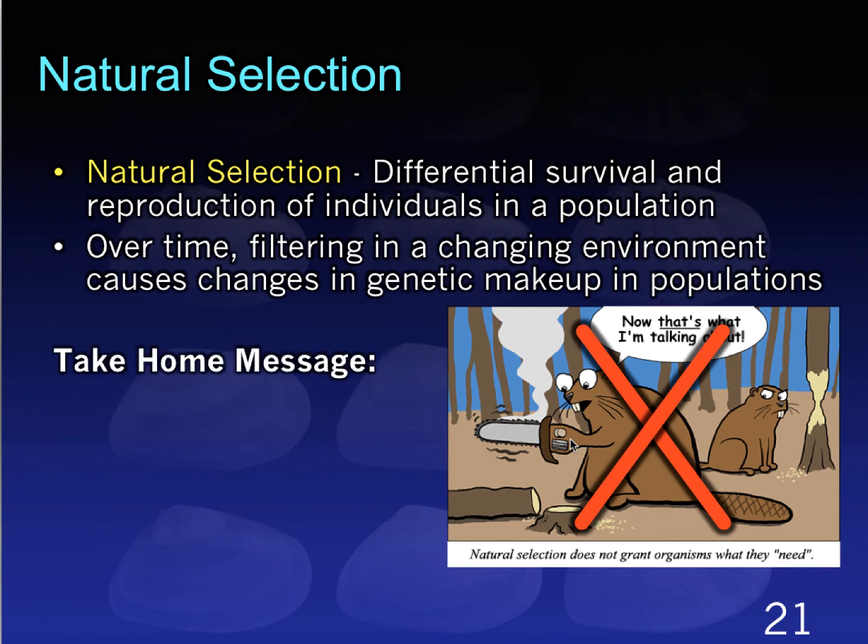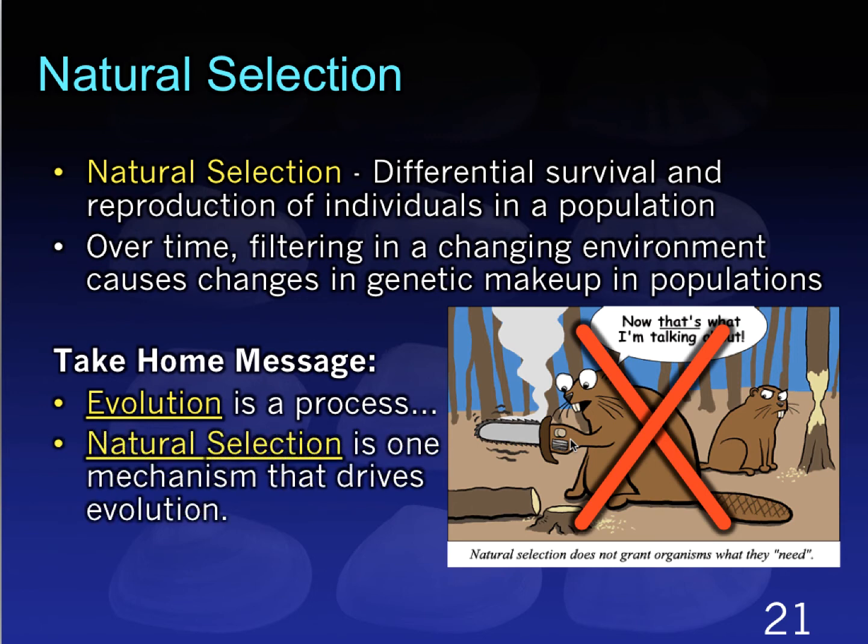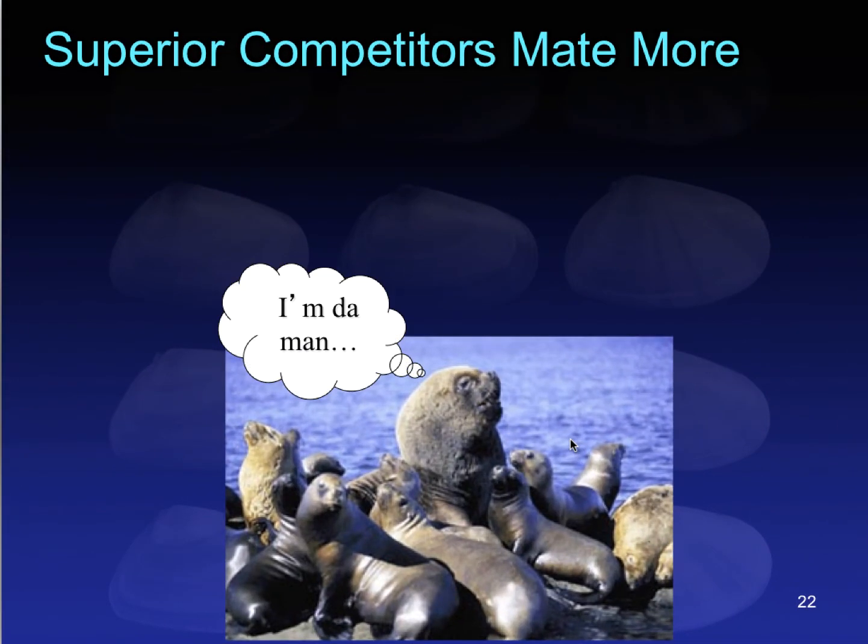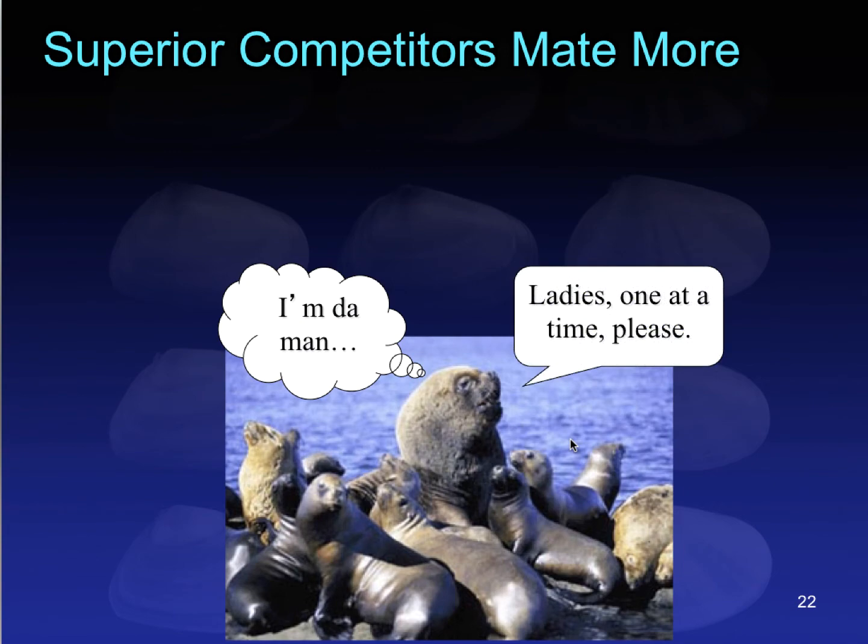In fact, this is a really good way to think about it. Evolution is simply a process. It's not directed in any one direction. It is simply a meandering process. It is a population of organisms modifying over time as certain individuals get dropped out, leaving behind the remainder, which will now be the ones to reproduce into the future. And so that process is natural selection. It's one of the main drivers, one of the main mechanisms that causes evolution to occur. So evolution is the process, natural selection is the mechanism that drives that process. Okay, another good way to think about it here is that those that are superior competitors end up mating more.